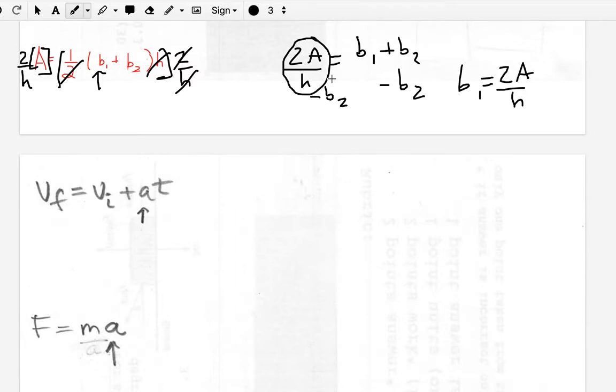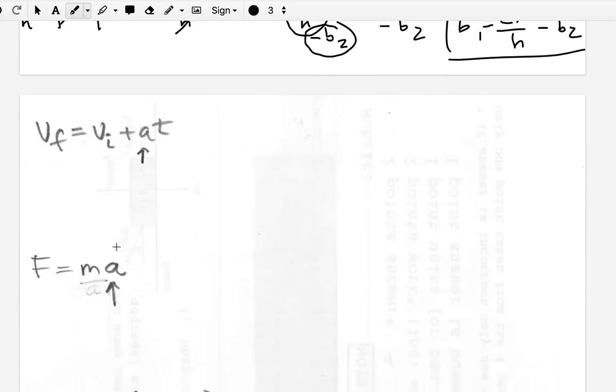So the opposite of multiplying by 1/2 is multiplying by 2. And the opposite of multiplying by H is division by H. So the H's cancel, the 2's cancel by design, and we have B1 plus B2 equals, over here, 2A divided by H. Now we're solving for B1, so subtracting B2 from both sides, we get B1 equals 2A over H, minus B2, boxed.